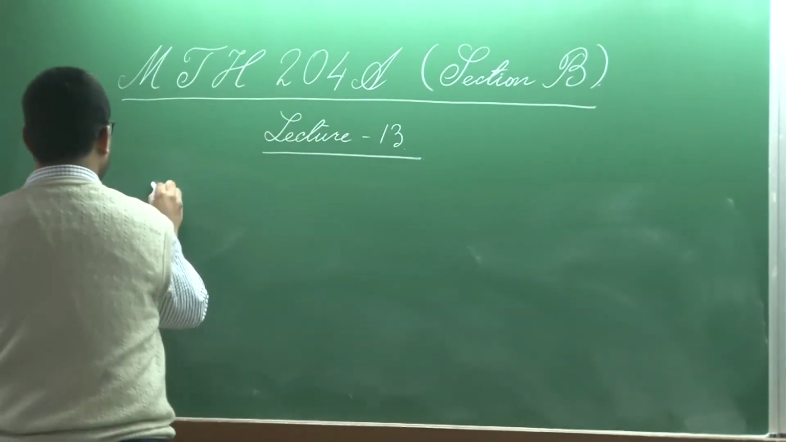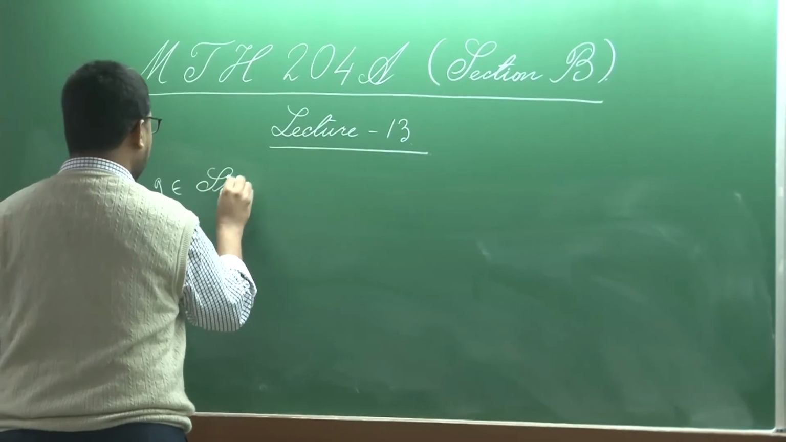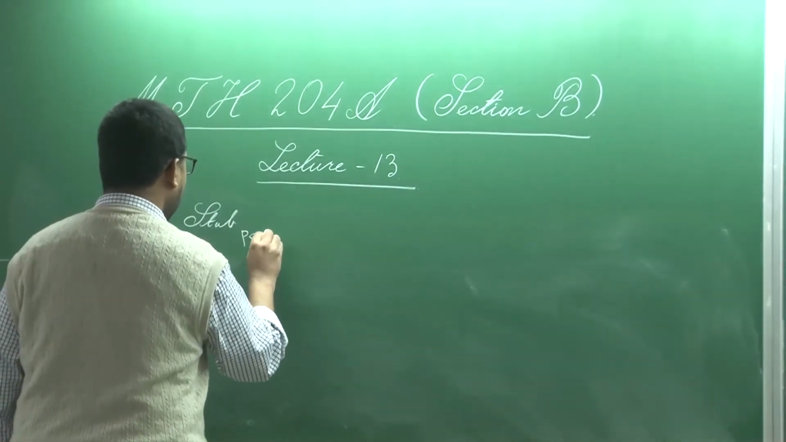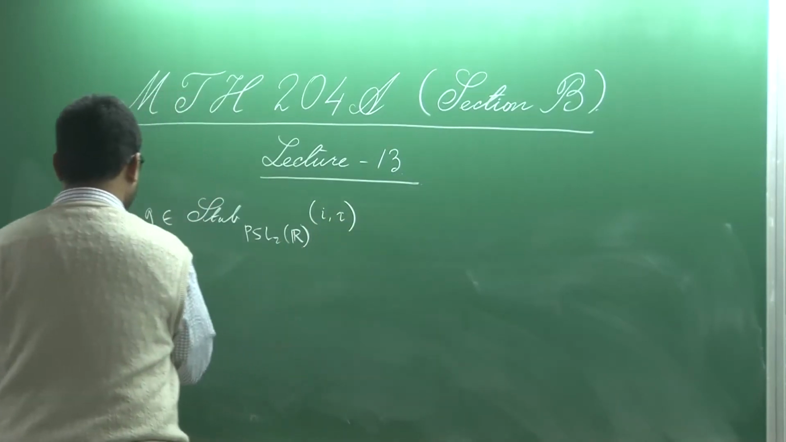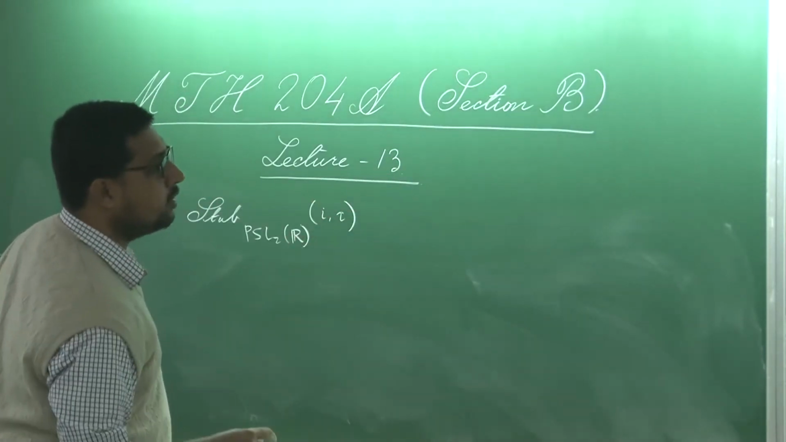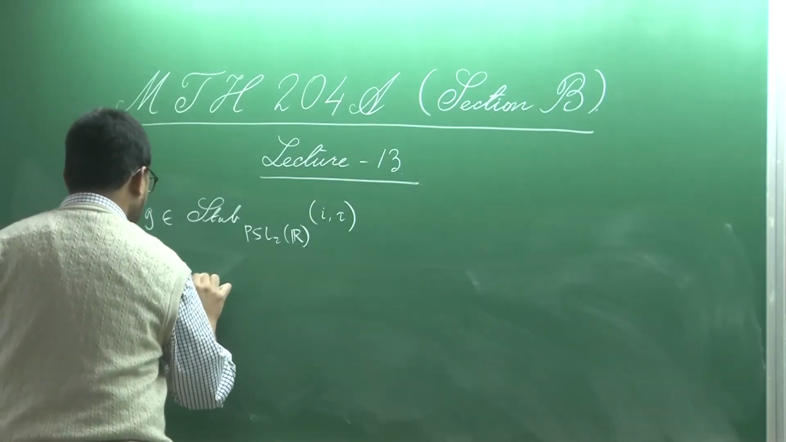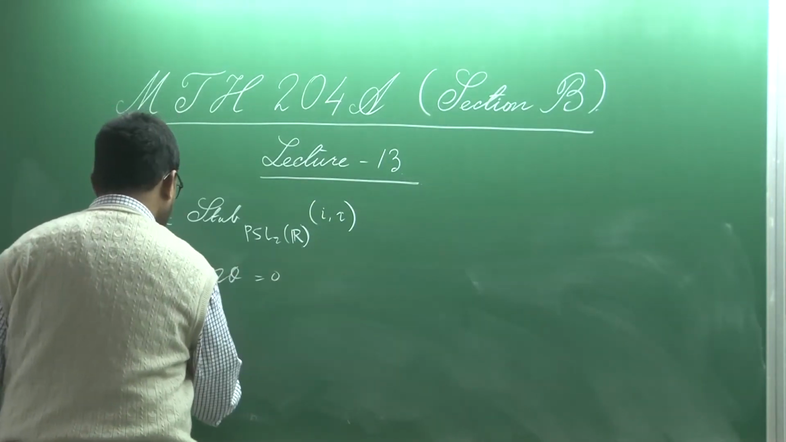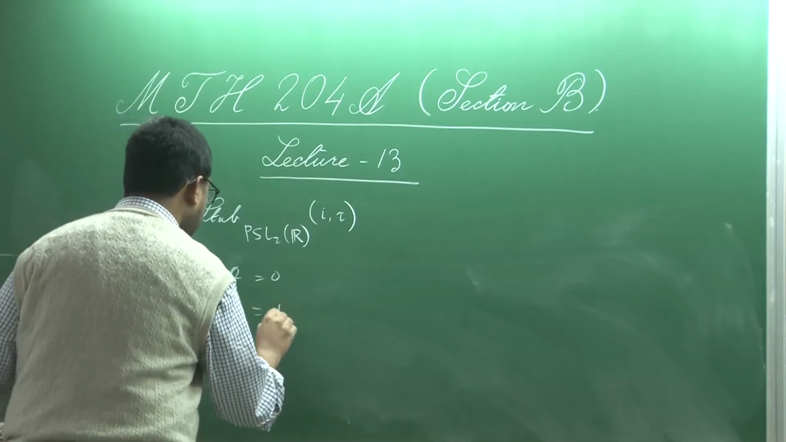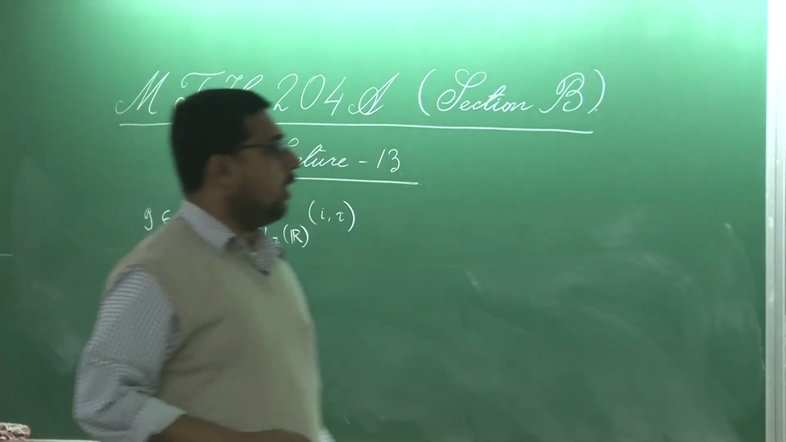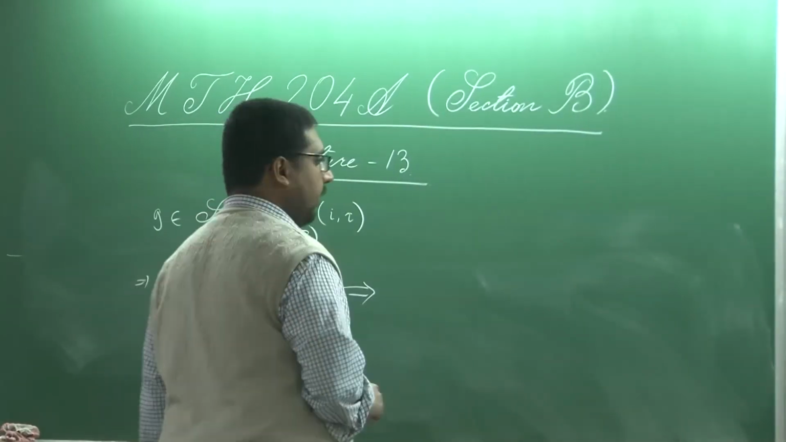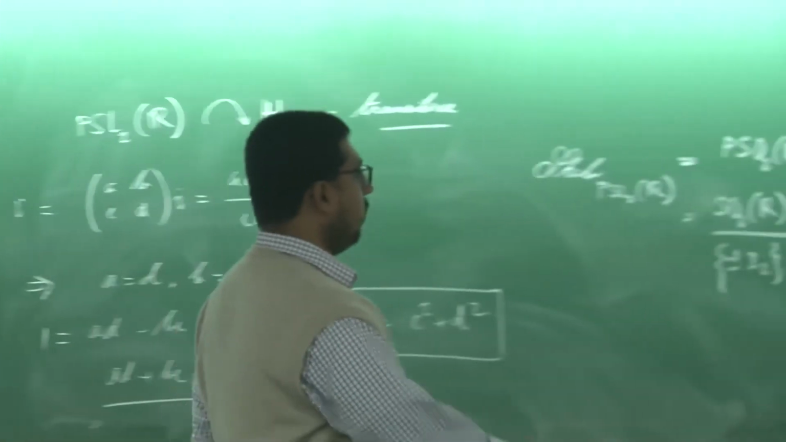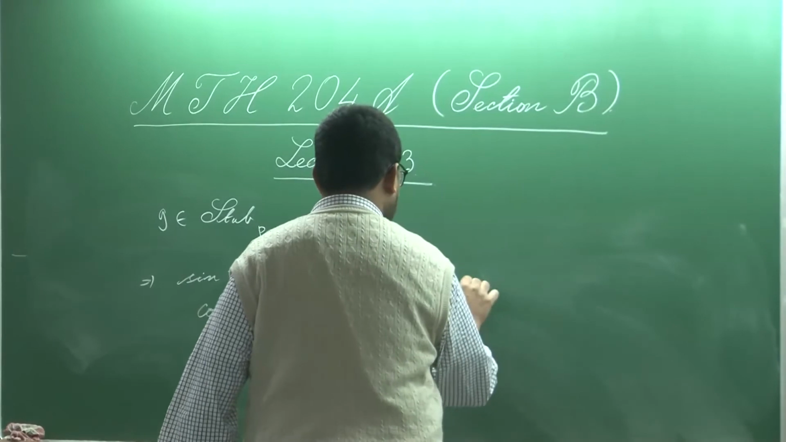So, if G is in the stabilizer of (i, i), then one must have sin 2θ = 0 and cos 2θ = 1, and from here it follows, I am leaving the verification to you. So, from here it follows that for G we have only two possibilities.